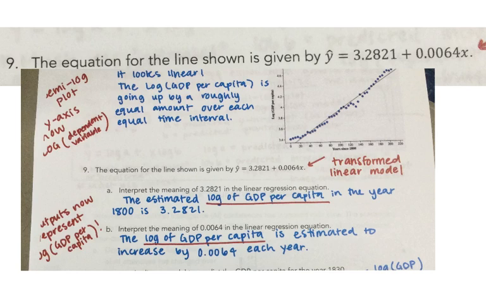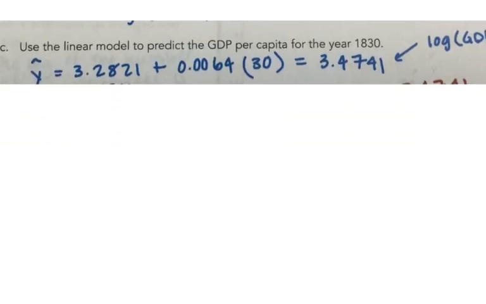C, can you use the linear model to predict the GDP per capita in 1830? Can you do that? Try it. So you take that equation, and what am I going to plug in? 30. I agree. So if you plug in 30, this is your output. So is this the number that we're predicting? No. It's the log of the number we're predicting.